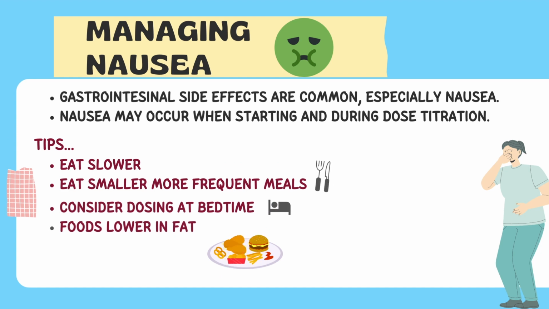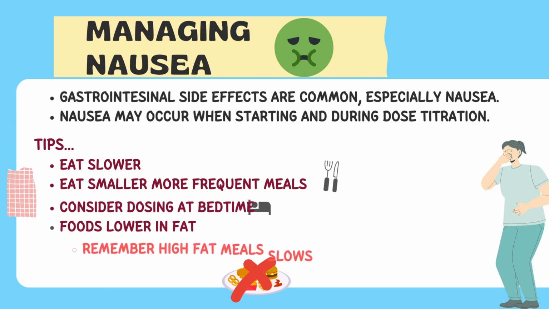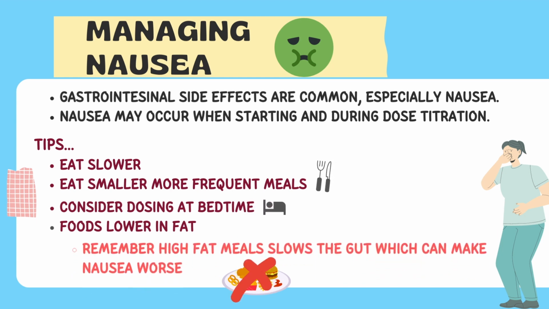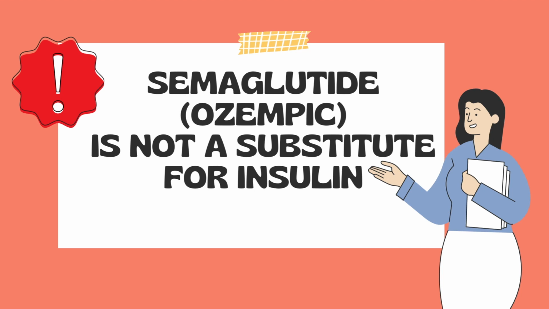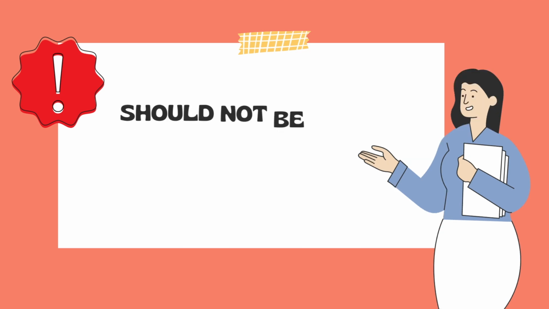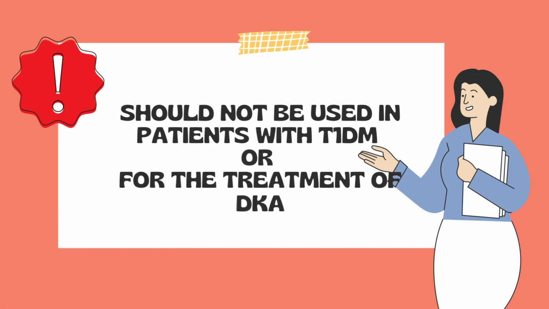One important thing is eating foods lower in fat. High fat meals tend to sit in the stomach longer, slow the gut down, and this can also make the nausea worse. Alright, before we proceed to the next slide, I just want to point out that semaglutide or Ozempic is not a substitute for insulin, and it should not be used in patients with type 1 diabetes or for the treatment of diabetic ketoacidosis or DKA.